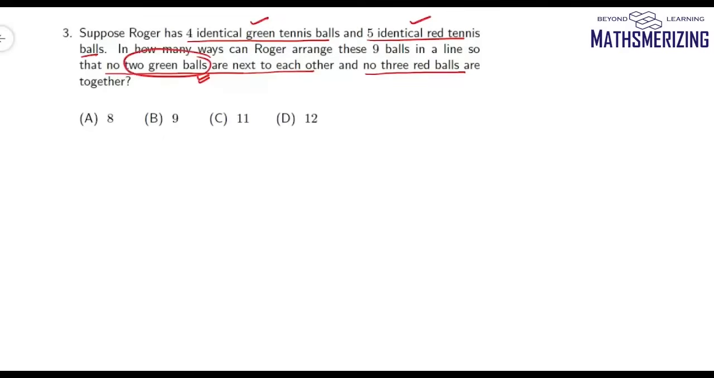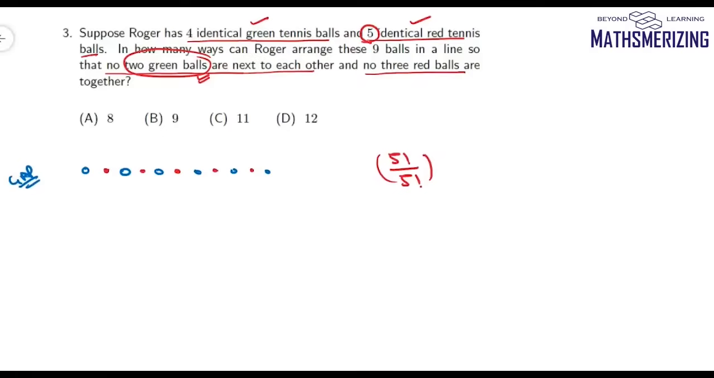So for that, I'll first arrange these 5 identical red balls. It can be done in 5!/5!, which is only one way. So I have arranged these red balls 1, 2, 3, 4 and 5. When I have placed these 5 red balls, I have these 6 gaps. If I place these green balls in these 6 gaps, then no 2 green balls will be together. This is called the gap method.